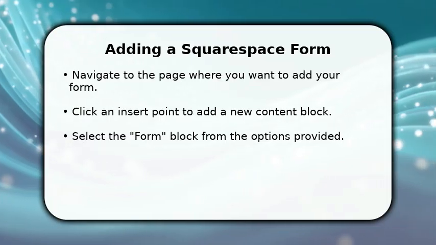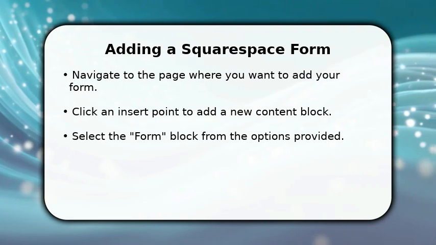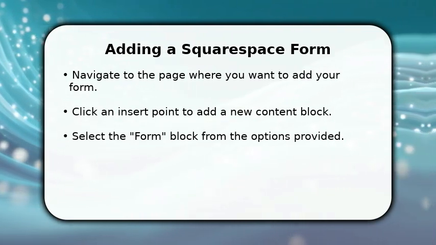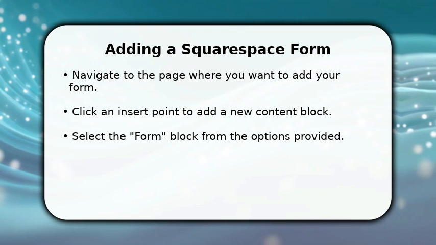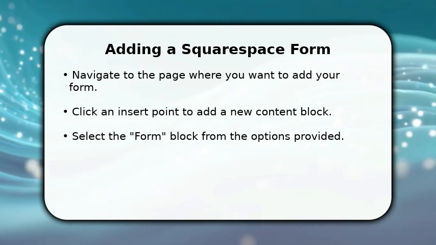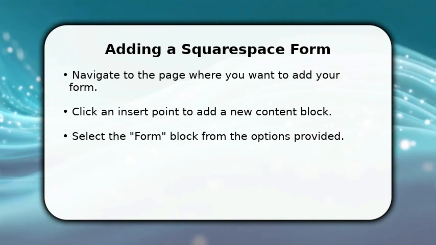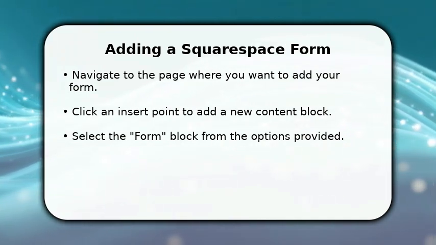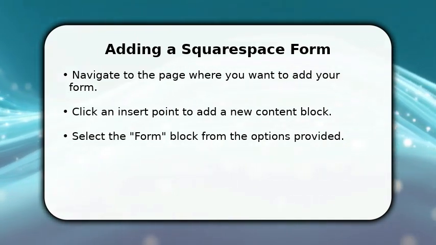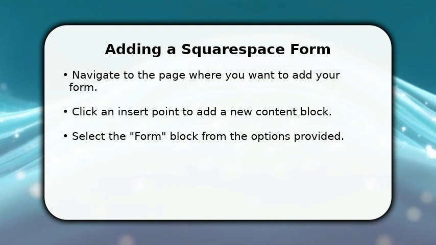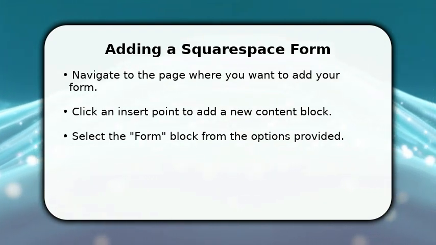In this video, I will explain how to make a form on Squarespace. First, open the page where your form will live. Click any insert point to bring up the content block menu. From there, simply select the form block. This action immediately adds a basic form to your page, ready for customization. It's a straightforward process, taking just a few clicks to get started.